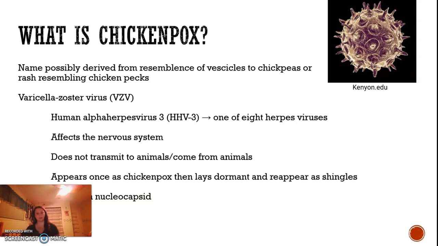There are two possible ways that it was derived. The first one is that the vesicles of chickenpox resemble chickpeas, but that's pretty unlikely. The more likely reason for its name is that the rash kind of resembles being pecked by a chicken. It is also believed that a lot of people thought the virus came from chickens, that if you were pecked by a chicken, then you got it.